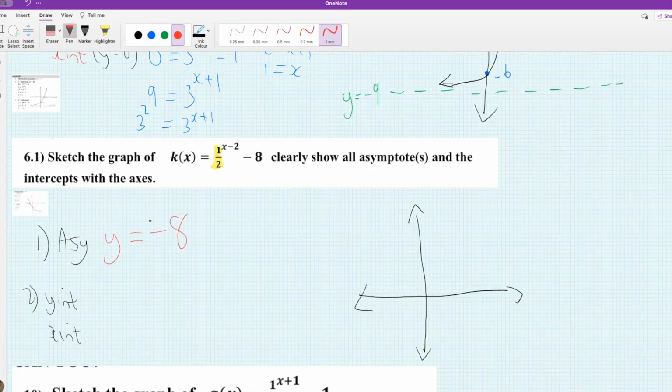Well, luckily that part's predictable because I know that -8 is there. Now, what happens for the rest?